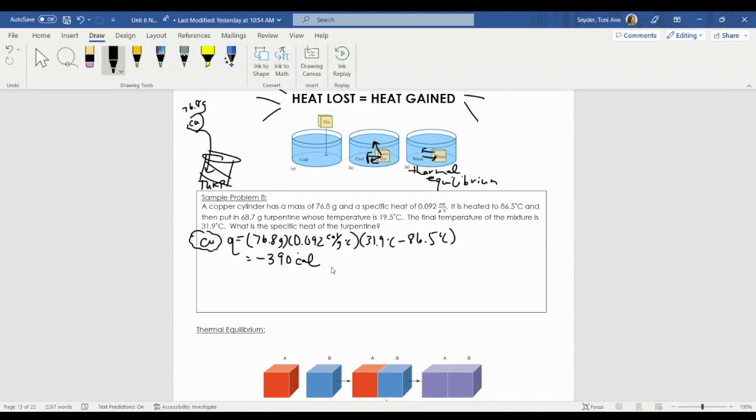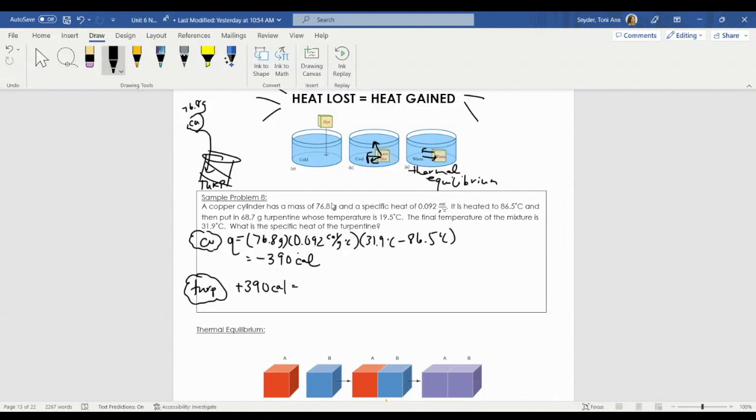If the copper released 390 calories of energy, that must mean that the turpentine must have absorbed 390 calories. So Q is equal to positive 390 calories in my turpentine example. The energy went from the copper to the turpentine. The turpentine absorbed that energy, because if I notice, the turpentine raised temperature, it was 19.5 and it went to 31.9.